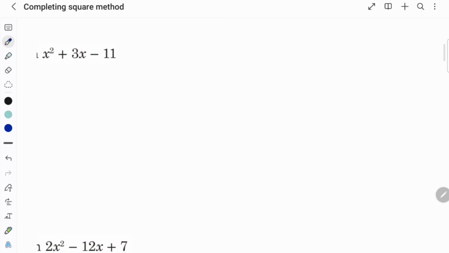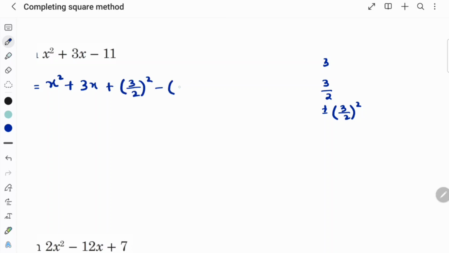Alright, now we are moving to the next question. The next question is x squared plus 3x minus 11. Here you know that the coefficient of x is 3. Half of it will be equal to 3 over 2. It means that we are adding and subtracting 3 upon 2 whole squared. So x squared plus 3x plus 3 over 2 whole squared minus 3 over 2 whole squared, and minus 11 as it is we copy down. So that is x plus 3 over 2 whole squared. We are doing the same thing in every question. Then it is minus 9 over 4 and then minus 11.